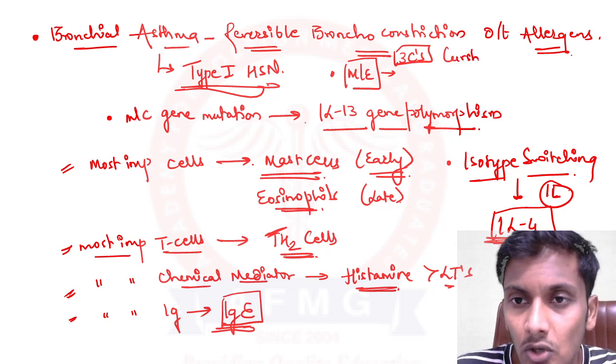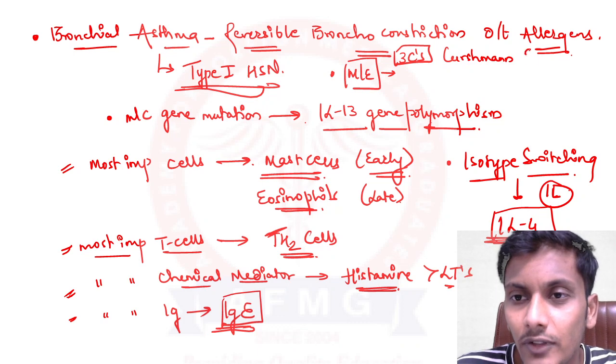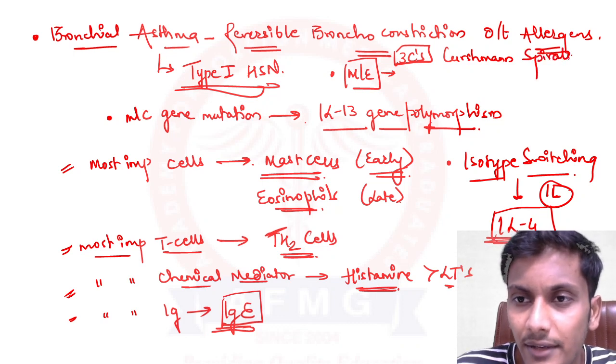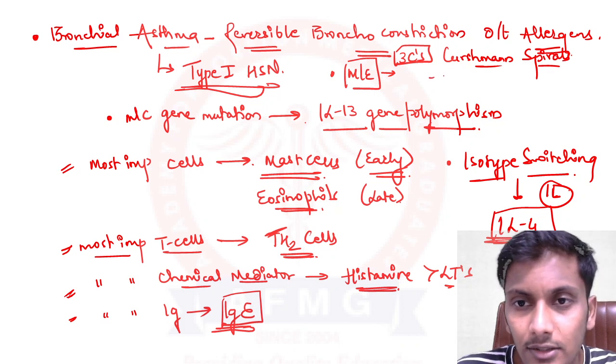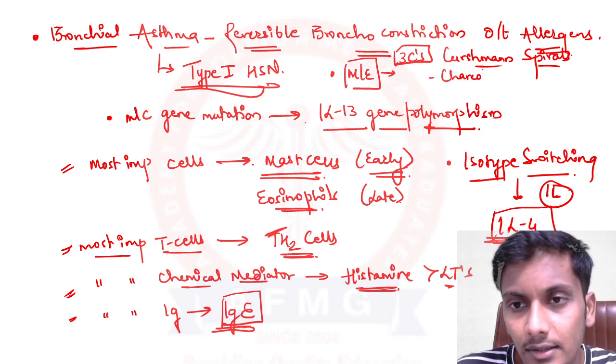The first C is your Curschmann spirals. These spirals are seen in your mucus plugs. The second C is your Charcot-Leyden crystals.